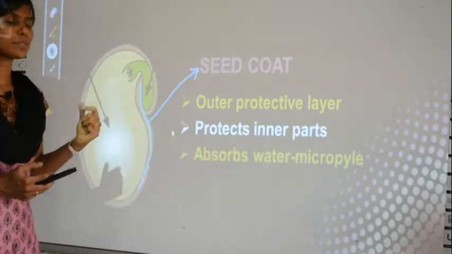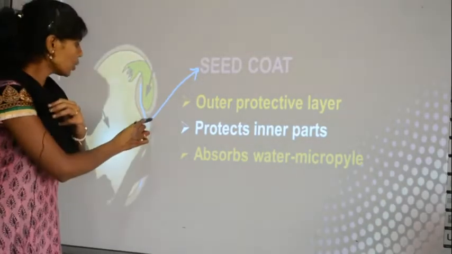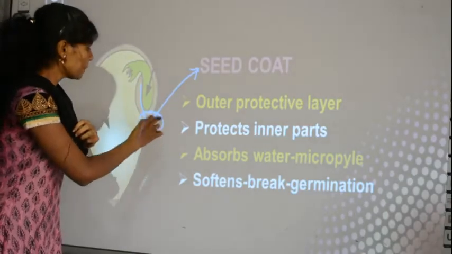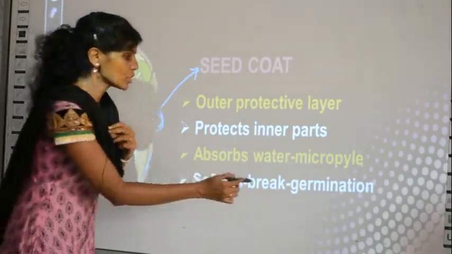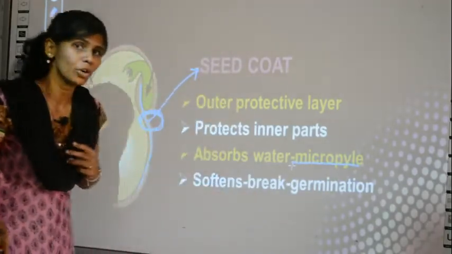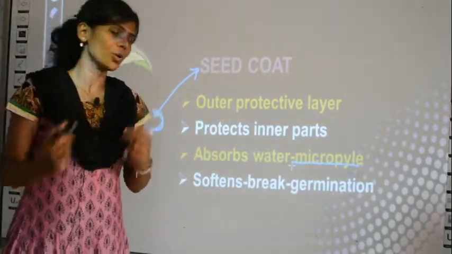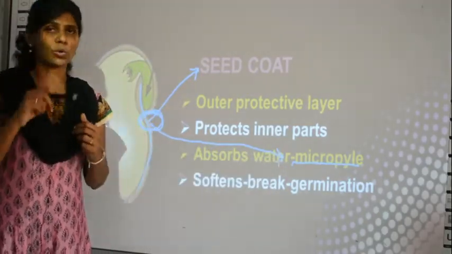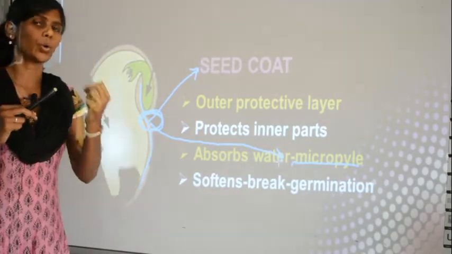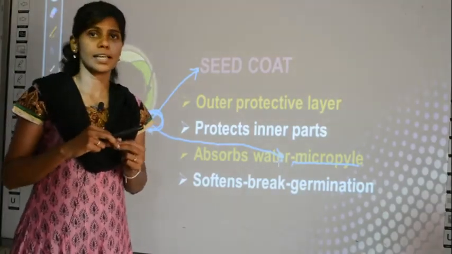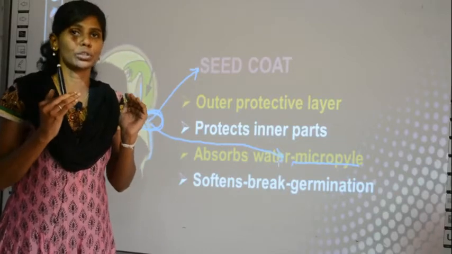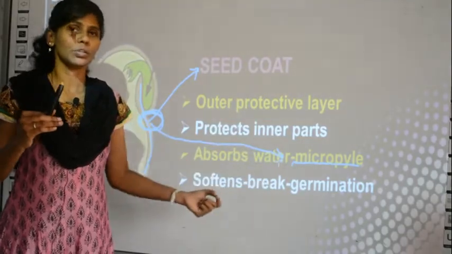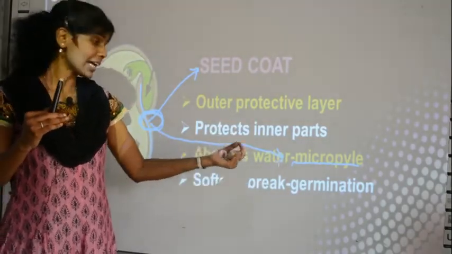And then it absorbs. Actually in a seed coat you will have an opening in this region, a pore, and that pore is called the micropyle. The opening in the seed coat is called the micropyle. Why do you have a hole? Because through this hole water will enter inside. The seed coat is usually very hard in nature, no? So through this micropyle, the water you pour will be absorbed and enter inside.